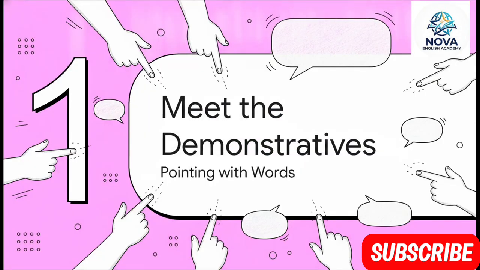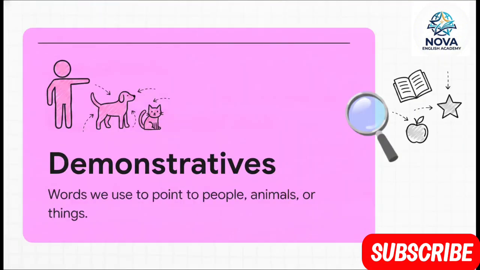All right, Section 1. Meet the demonstratives, pointing with words. Basically, demonstratives are just words we use to point to people, animals, or things. Think of them as your essential linguistic pointing tools. So, instead of physically reaching out and jabbing your finger in the air, you just use these 4 words, this, that, these, and those, to direct your listener's attention exactly where you want it.